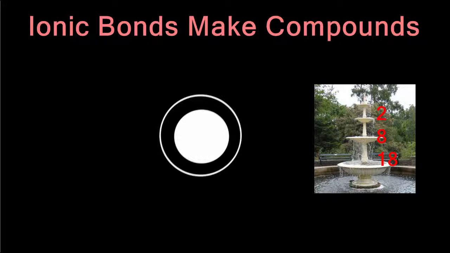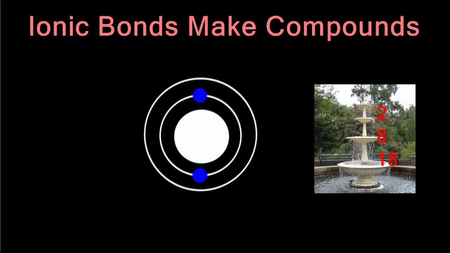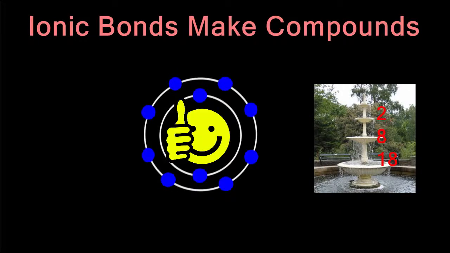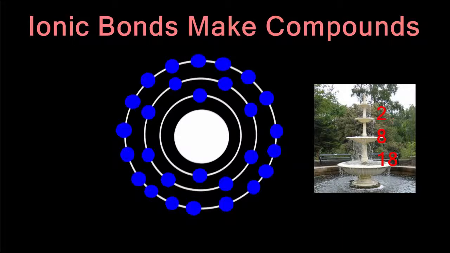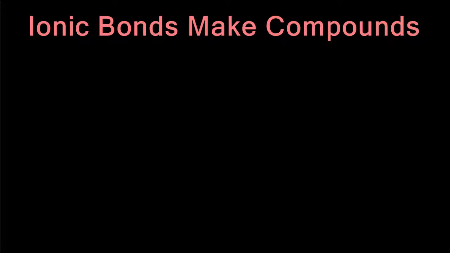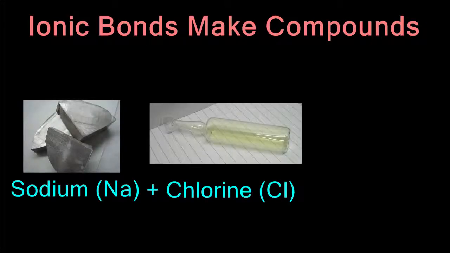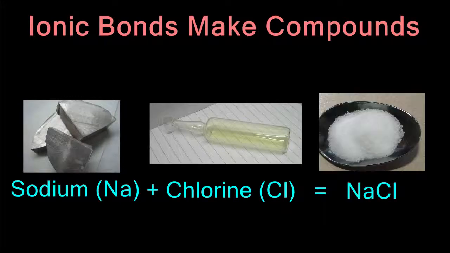Remember that all atoms want to have their outermost orbital full of electrons. If the first orbital happens to be the outermost, then the atom will be happy having 2 electrons in that energy level. If the outermost orbital happens to be the second orbital, then 8 electrons would make that atom happy. If the outermost orbital is the third orbital, the atom will be happy having either 8 electrons or 18 electrons in that energy level. Let's examine how ionic bonding occurs using our previous example of sodium and chlorine bonding to make sodium chloride, or table salt.